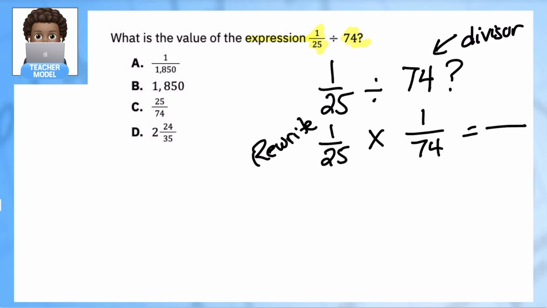So this one's not too easy. We know what our numerator is going to be. Super easy, 1. I'm going to save you some time and just tell you that 25 times 74 is 1,850, which is also these numbers right here. And the correct answer for this one, you would get 1 over 1,850. So that's what we're doing. Anytime you have a division problem with a fraction, you're going to flip that second one around. Hit pause and jot this into your notes.